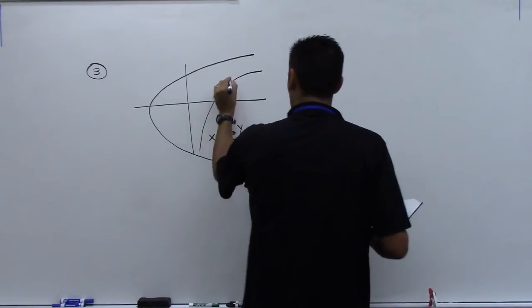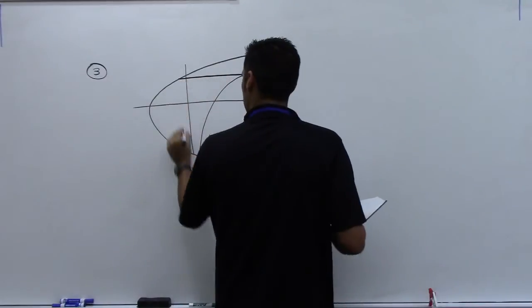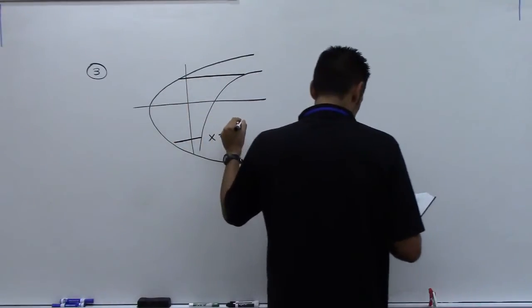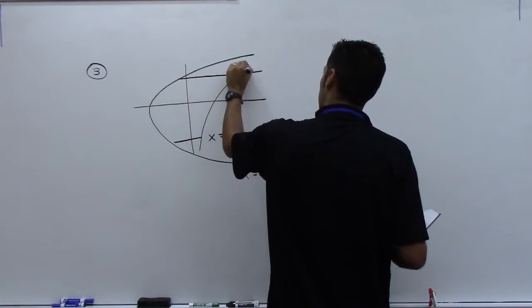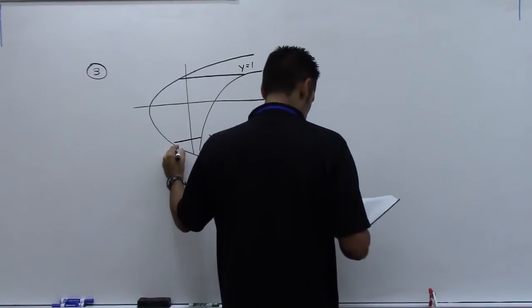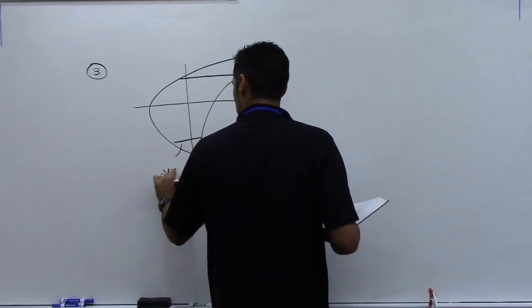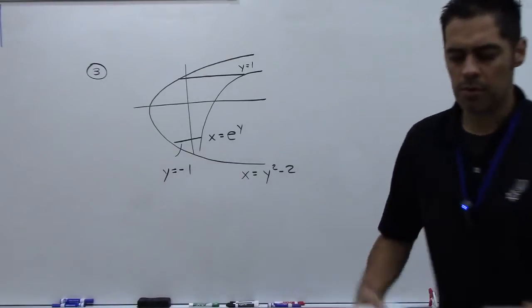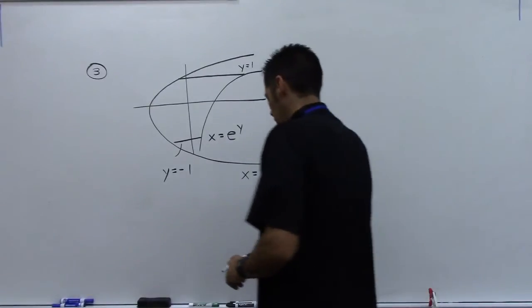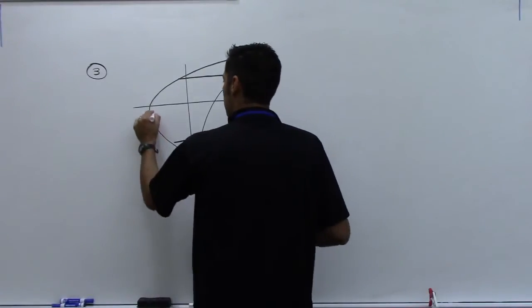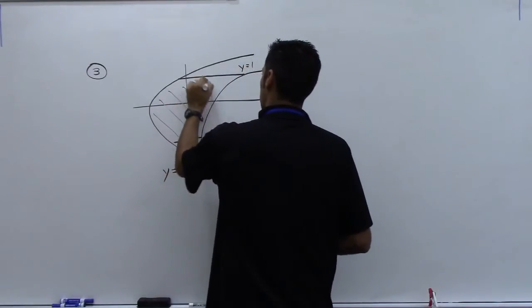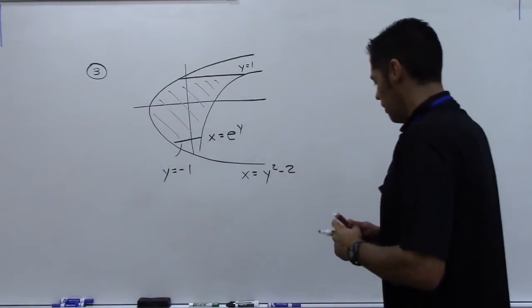Then they give you these two lines like this. And they tell you here y is equal to 1, and down here this one y is equal to -1. What we're trying to do is find the region, the area, sorry, of the region here, which is what they shade for you in the problem.